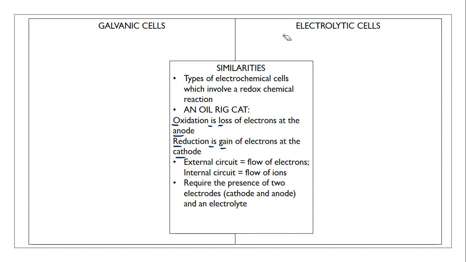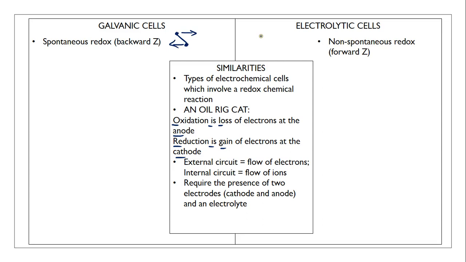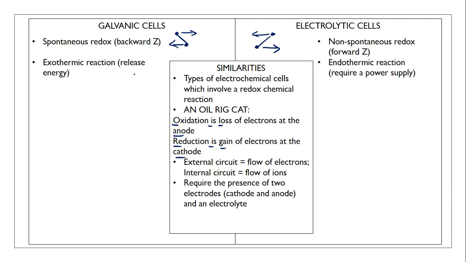The way that you can compare these cells is that the difference is essentially one thing being the exact opposite of the other. Galvanic cells deal with spontaneous redox, which is a backward Z on the electrochemical series. In an electrolytic cell, you're looking at a normal Z on the electrochemical series. A galvanic cell is an exothermic reaction. Energy is released in the form of electrical energy. But if you have the oxidizing and reducing agents in direct contact, you actually will get heat released. So it is exothermic, and an electrolytic cell is actually an endothermic reaction. It requires a power supply.